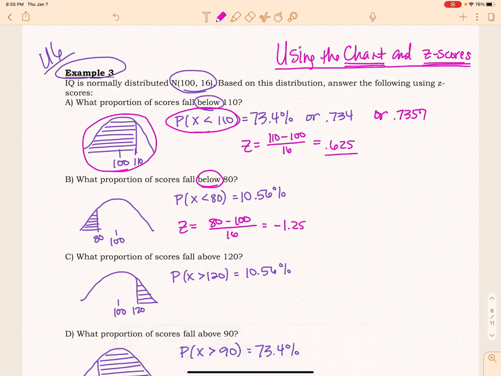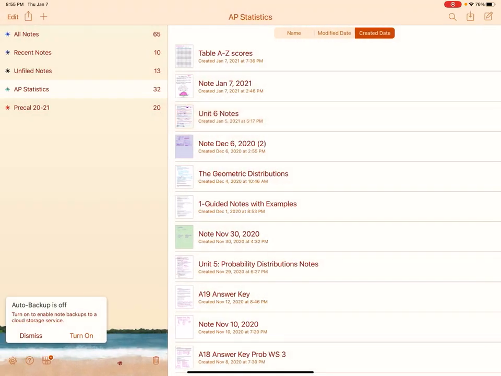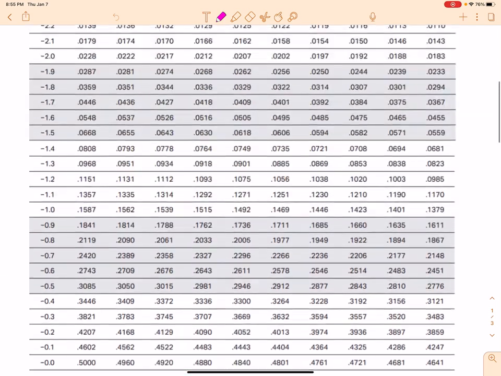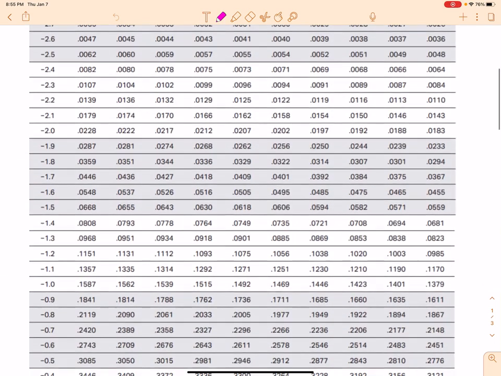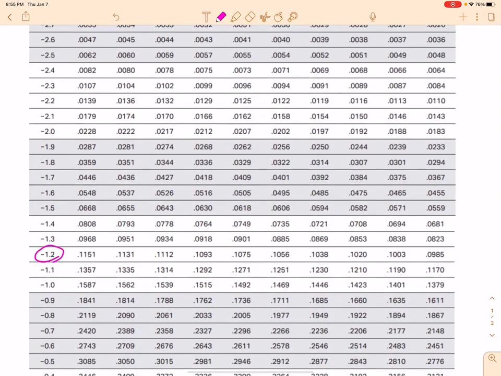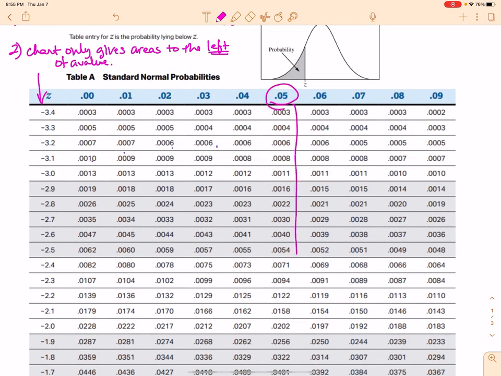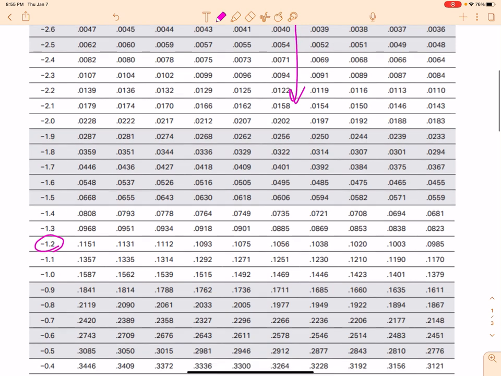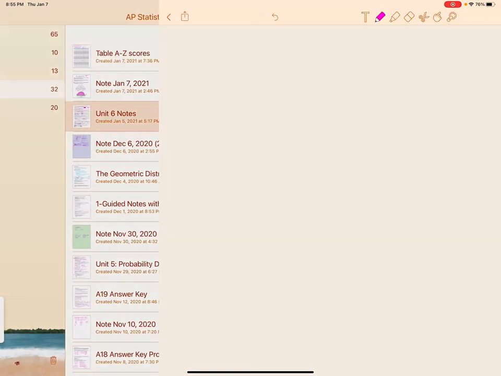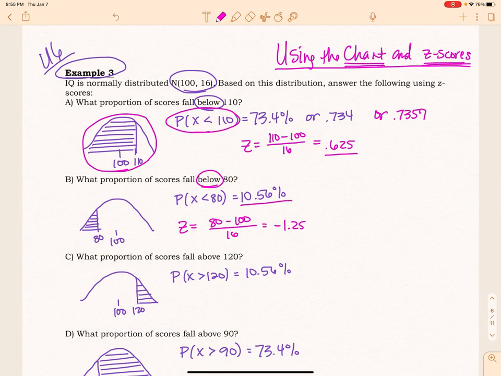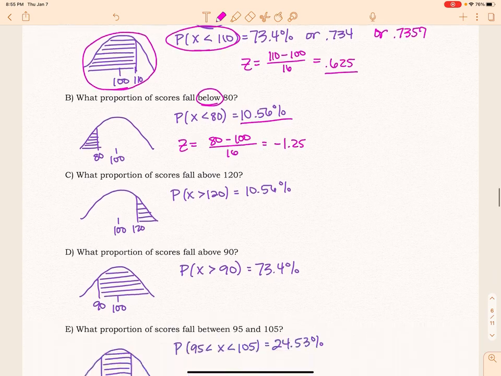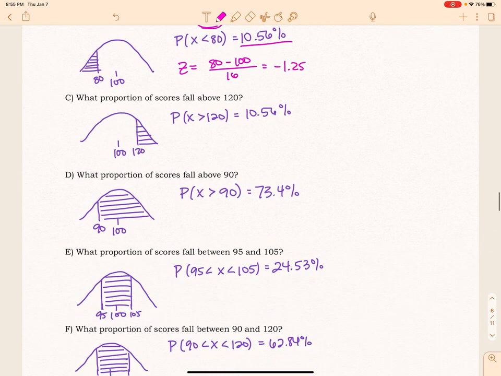So when you're looking at your chart, negative 1.2, find that. And then you're going to go over to 5, so 0.05. I'm just going to use arrows here, it's easier that way. And that's going to be 0.1056. And look, it's the same for that one. All right, this is important.